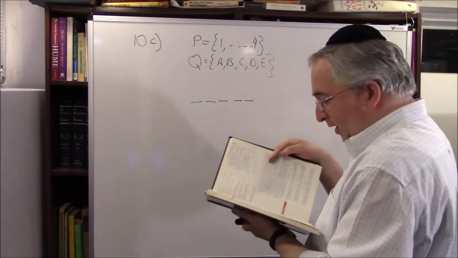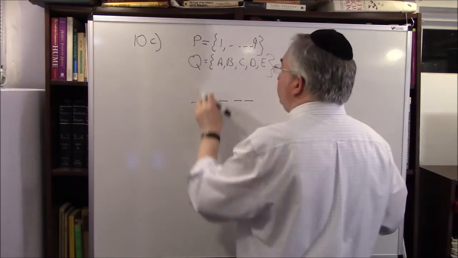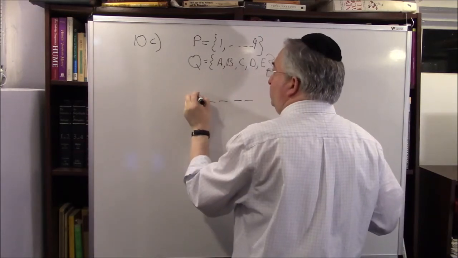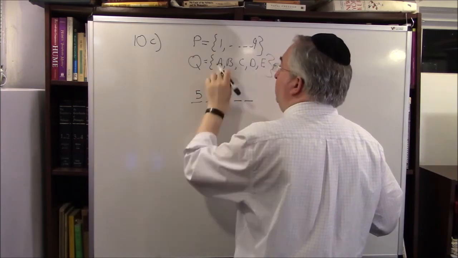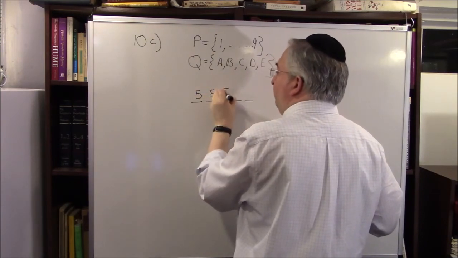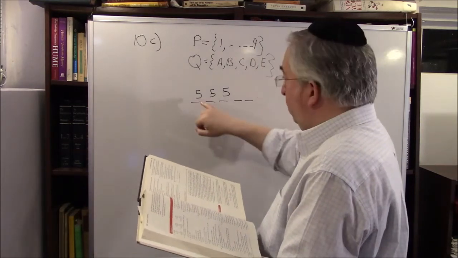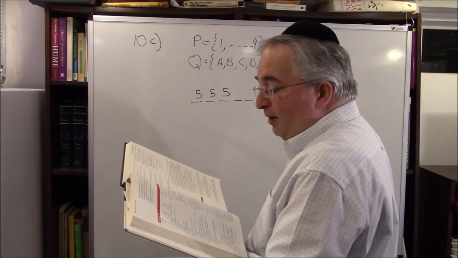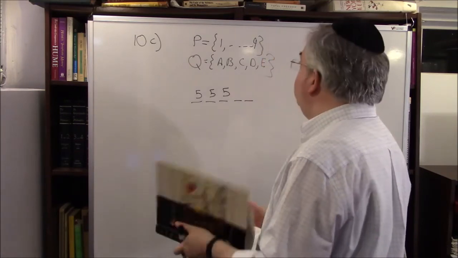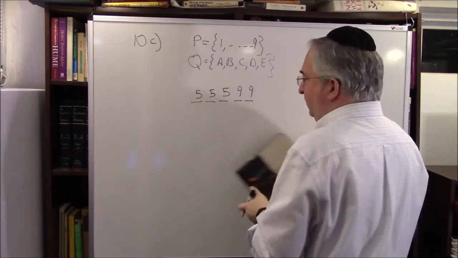Okay. How many license plates are there consisting of 3 letters from Q? So there's 5 possibilities here, 5 possibilities here, 5 possibilities here. Repetition is allowed, so I'm not going down 5, 4, 3. Followed by 2 numbers from P, so there are 9 possibilities here and 9 possibilities here.